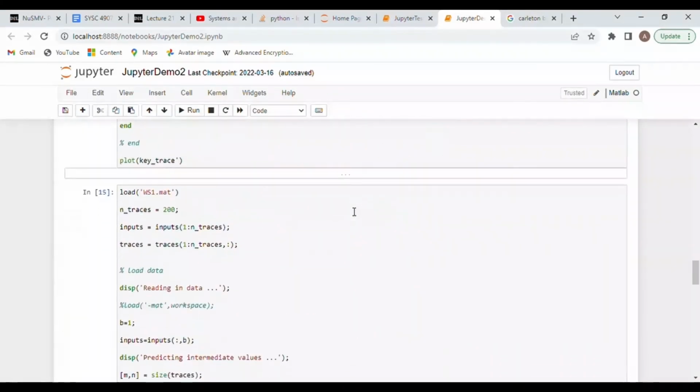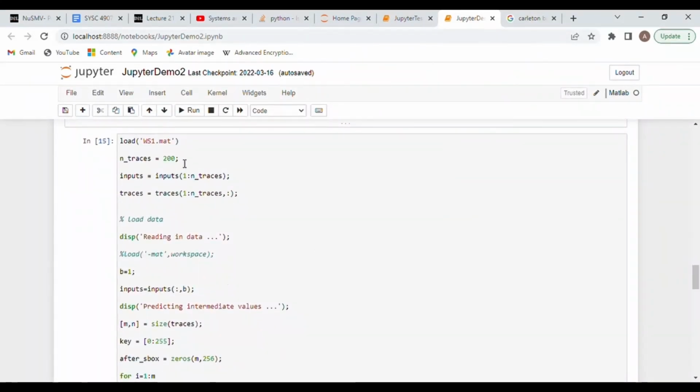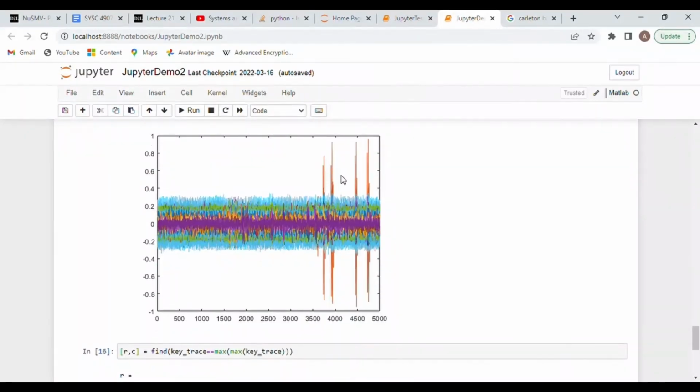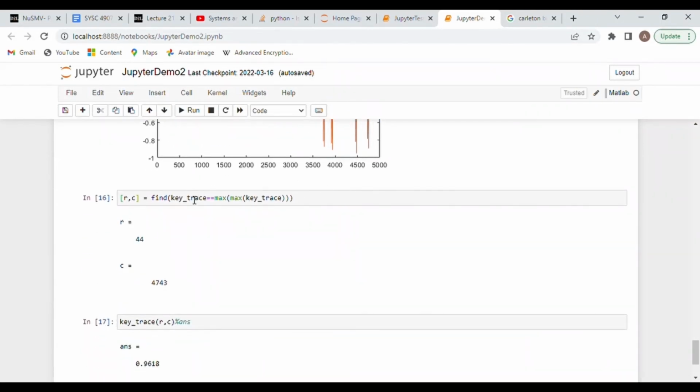So let's try it again with 200 traces. With more information, we should get better results. And sure enough, the correlation coefficient graph has some very noticeable spikes. Using some MATLAB code, we can search through that for the maximum correlation, which is at key value 44 with correlation of 96%. So using differential power analysis, we have determined that the key value for that byte is 44.